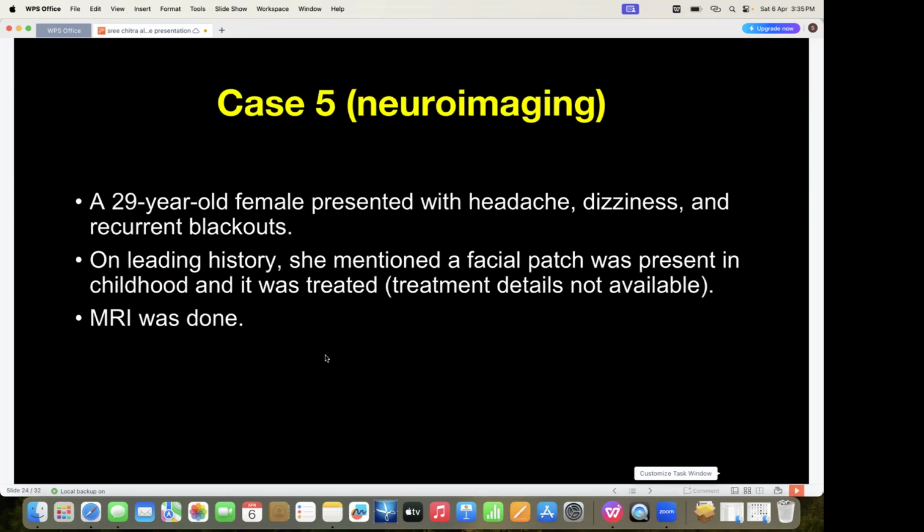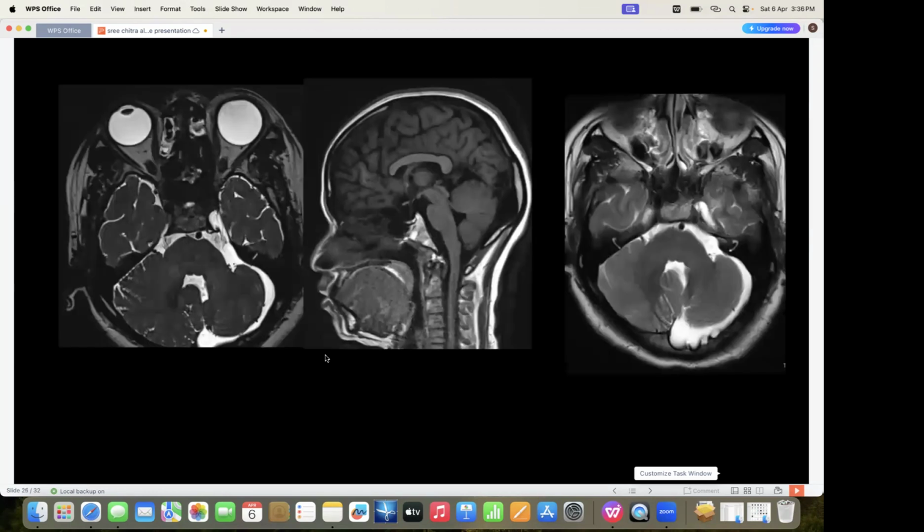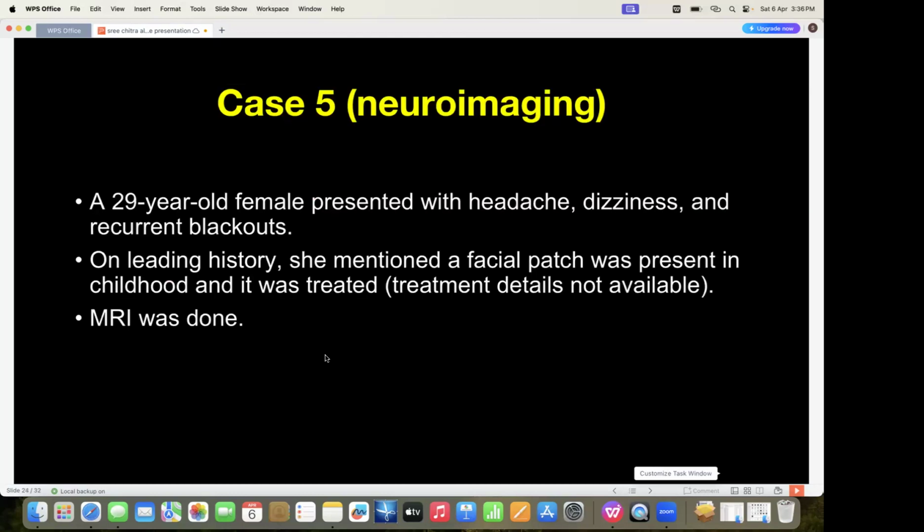So case 5 is about a 29-year-old female who presented with headache, dizziness, and recurrent blackouts. On leading history, on probing, she mentioned a facial patch was present during childhood and it was treated, but the treatment details were not available. At present, she's a dark female and we could not make out any patch in the face. MRI was done. So can you describe the findings here? Presented with headache, dizziness, and recurrent blackouts.